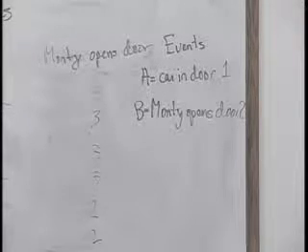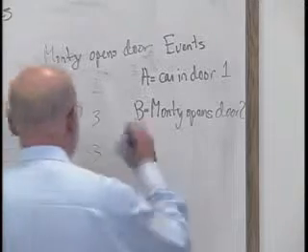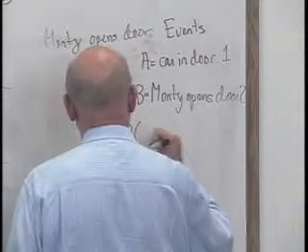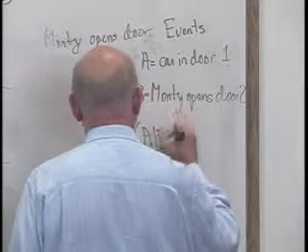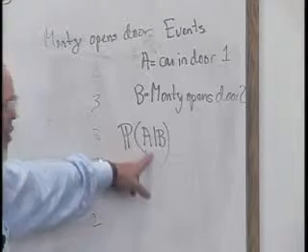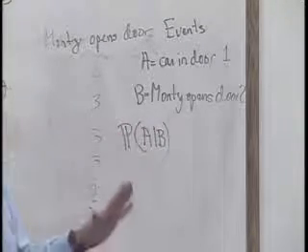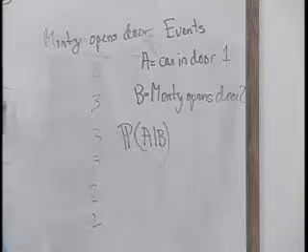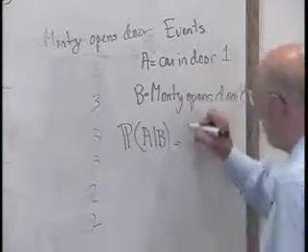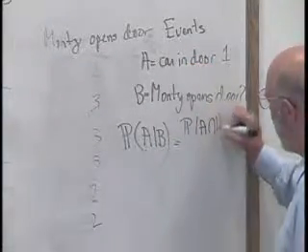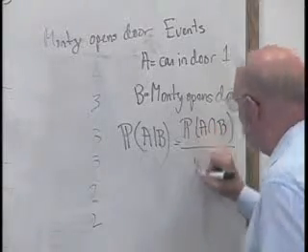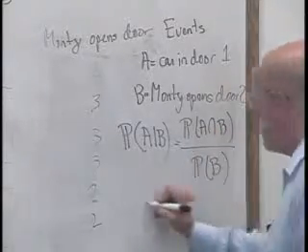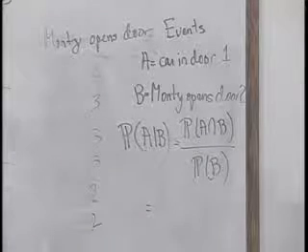Okay, so we've got it. You're the contestant. You chose door 1. Monty Hall opens door 2. And now what do you have to calculate? You have to say, what is the probability that the car is behind my door given that Monty has opened door 2? And of course the answer is that's the probability of A intersect B divided by the probability of B.